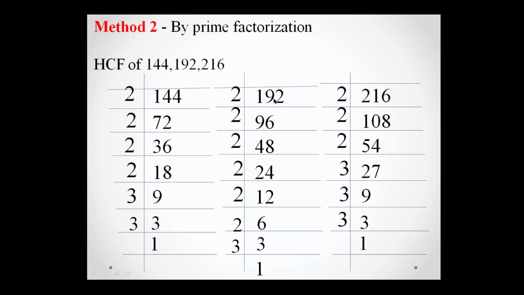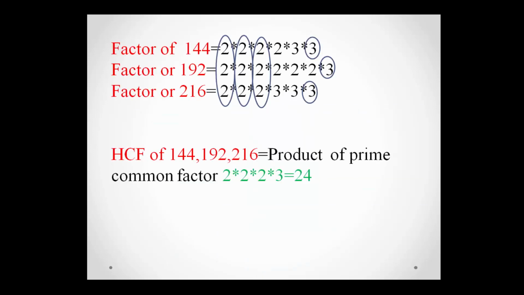So which are the prime factors of 192? 2, 2, 2, 2, 2, 2, 3 and 1. Prime factors of 216: 2, 2, 2, 3, 3, 3 and 1. So now we will write all the prime factors of all the numbers. Now we will see which is common.